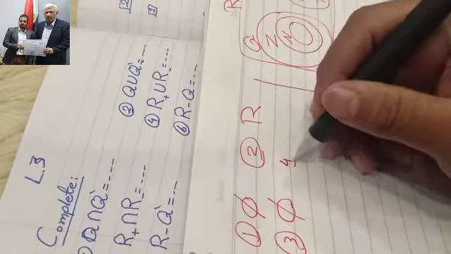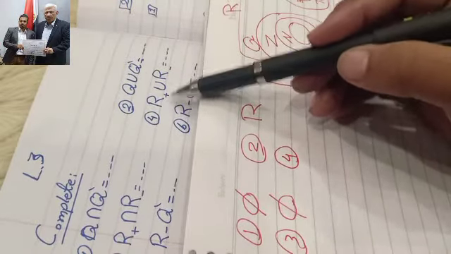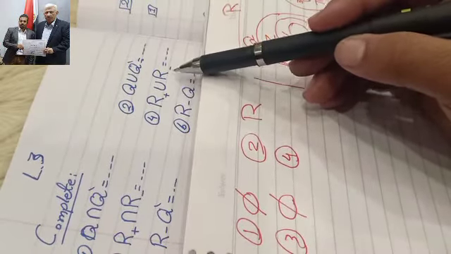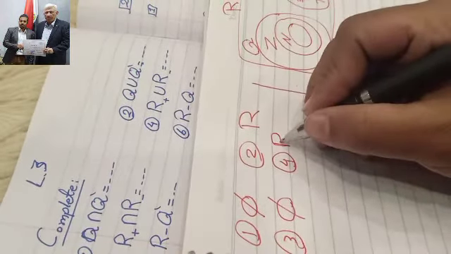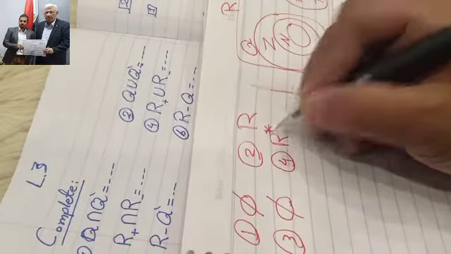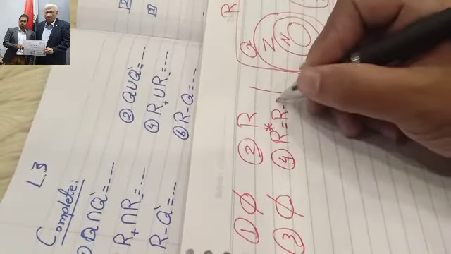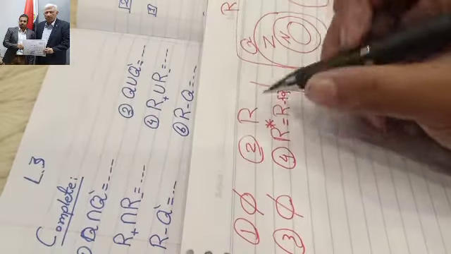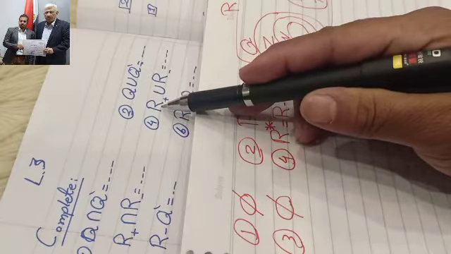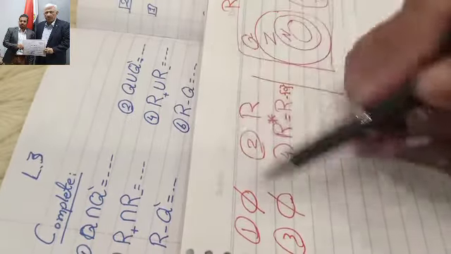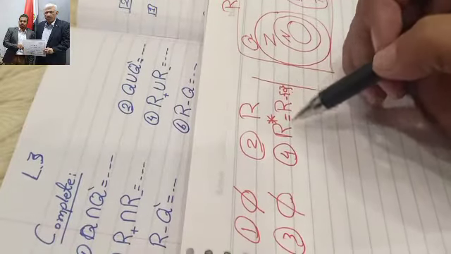Number 4, R positive union R negative equals R star. What is the meaning of R star? R without 0, because 0 does not belong to R positive and 0 does not belong to R negative. So R without 0 is R star.